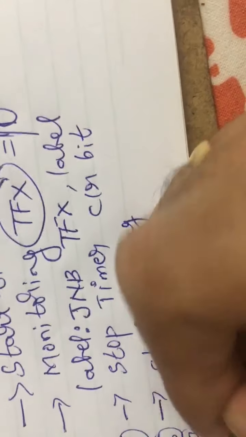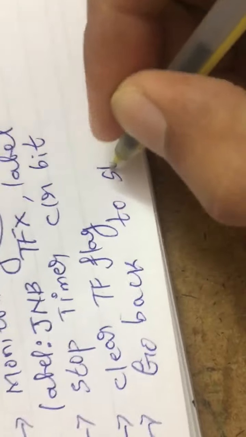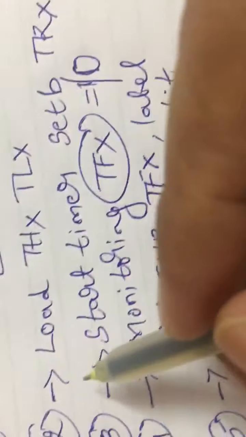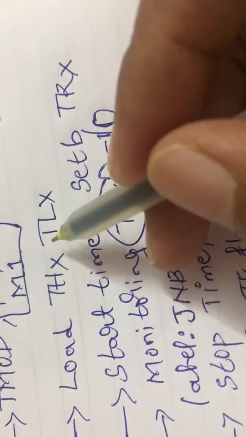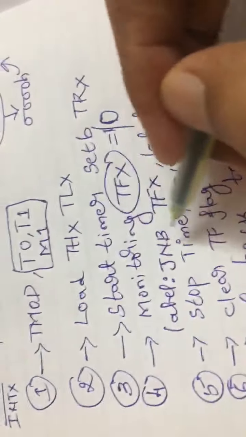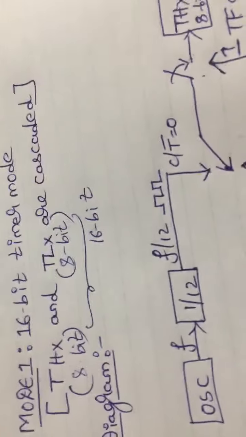Next, the seventh step, we need to repeat the steps. We need to go back to step 2. What is step 2? Step 2 is to load THX and TLX once again, and the process has to be carried out as many times as we need, right? So these are the programming steps of mode 1.